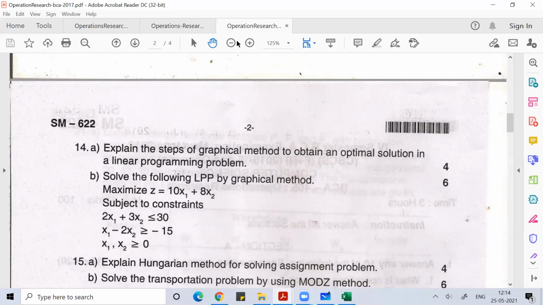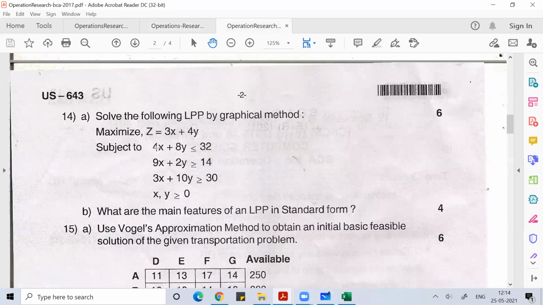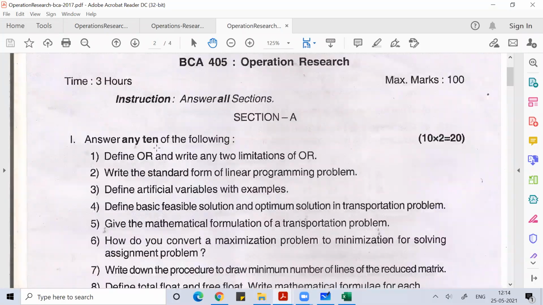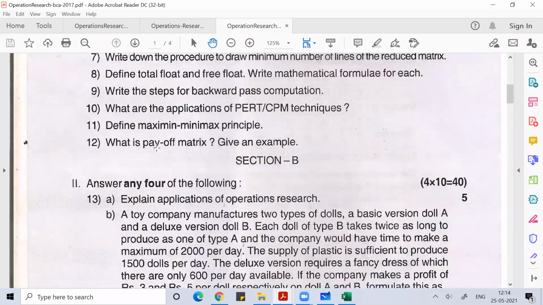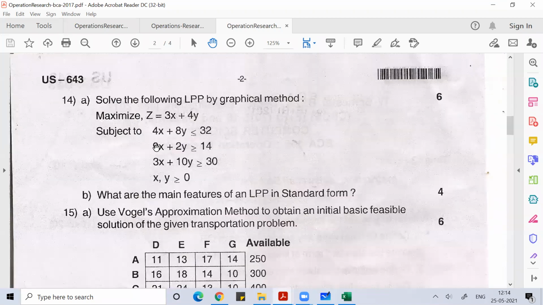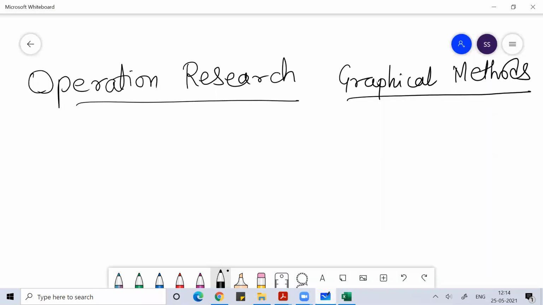We'll make sure that we do enough practice of the questions so that there is no confusion tomorrow when you write the actual exam. Graphical method is the most important concept, which you should be very good at. Today also we'll discuss the concept of graphical method.